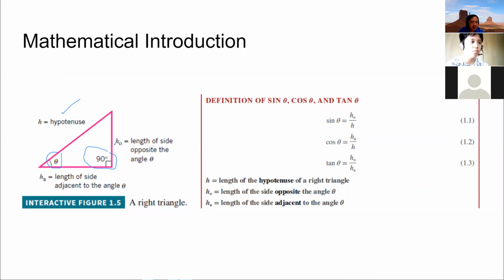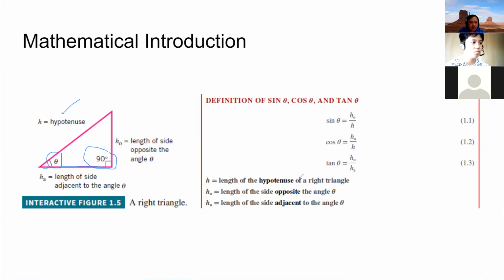Opposite to this theta, we can call this h sub o, or the length of side opposite the angle theta. But you can call this arbitrarily any variable. So h sub o there. And the adjacent to theta, take note, when you say adjacent, this is here. Length of side adjacent to the angle theta is h sub a, or you can call this whatever variable you want.